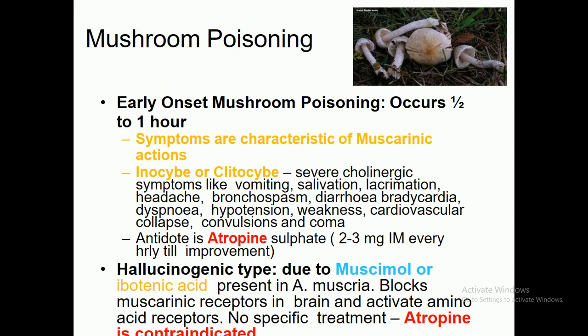The antidote is atropine, which I have already mentioned. So the antidote is atropine sulfate, which can be given at a dose of 2 to 3 milligrams intramuscularly every hour until improvement.